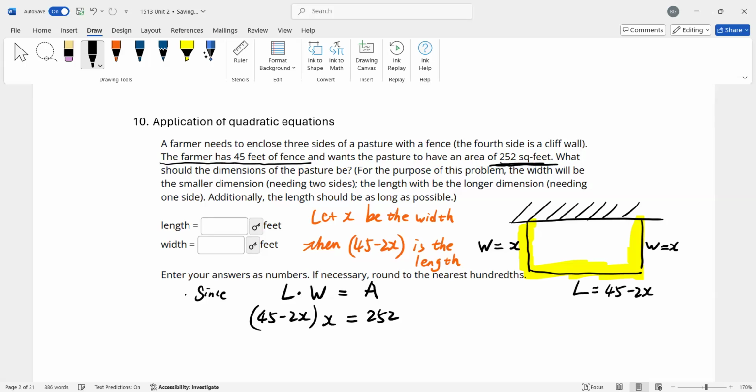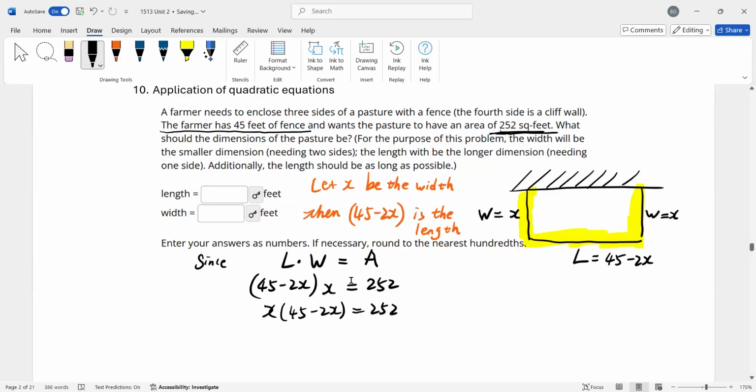So now we have the equation, all right? And this equation is a quadratic equation. We are using a quadratic equation to solve this real-world problem, so that is seen as an application of a quadratic equation. Let's solve the equation. Left side. If you want, you can switch the order of x and 45 minus 2x.